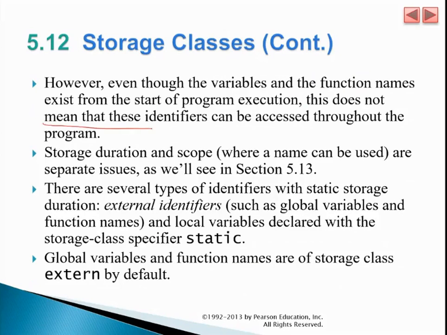Now, however, even though the variable and function names exist from the start of the program, this does not mean that these identifiers can be accessed throughout the program. Accessing the identifier is a different issue, and existence of that identifier in the memory is a different issue. Till now, we have mentioned two things: if the class is automatic storage class, then it will exist in the memory only for a small duration. If the class is static, which can be made by the keywords extern or static, then it will remain in the memory for the entire duration.